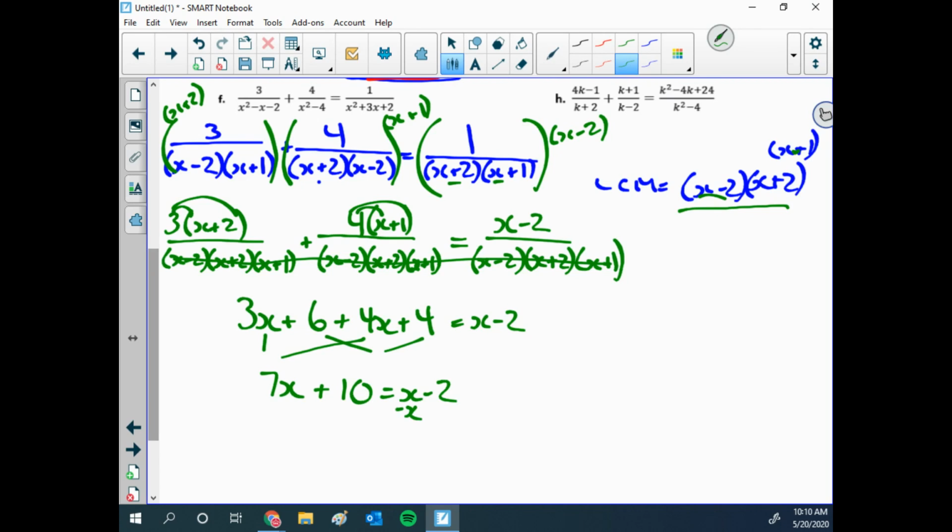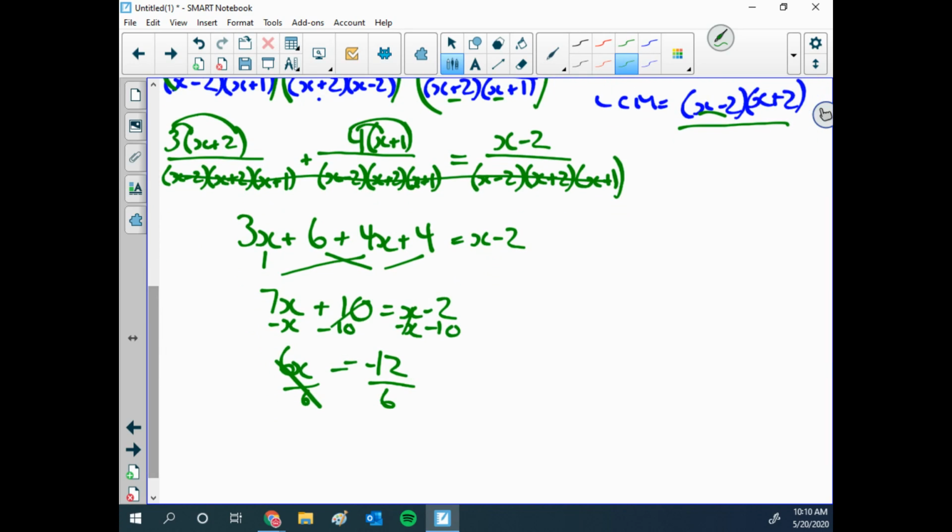I'm going to subtract x, subtract x. So I have 6x, and then I'm going to move my 10. So on the right side, I have minus 12. And then the last step to solve would just be to divide by 6 on either side. So x is equal to minus 2. Okay, so that's my answer.